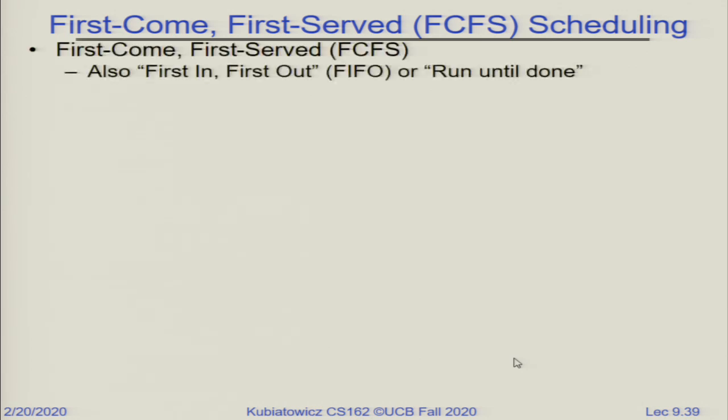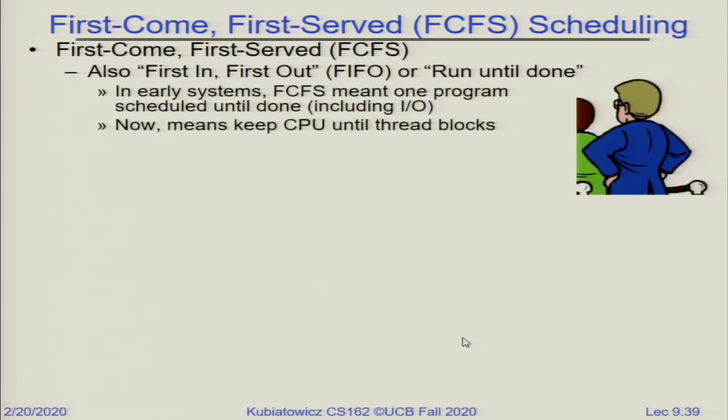So, let's take the obvious thing, right? First come, first serve scheduling. Okay? Or FIFO. Okay? Or run until done. Many names. So in early systems, the big machines, first come, first serve meant one program scheduled until done, including all of its I/O. And now first come, first serve really means keep running until you block on I/O. But the idea is pretty similar.